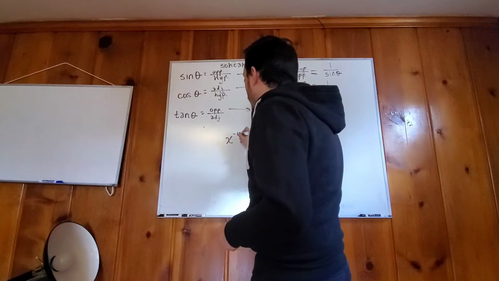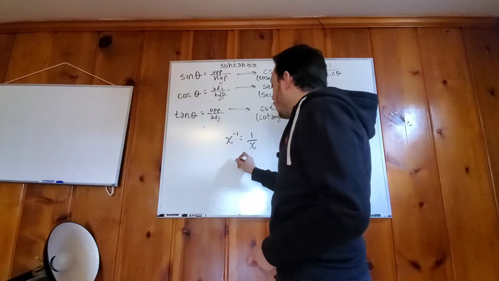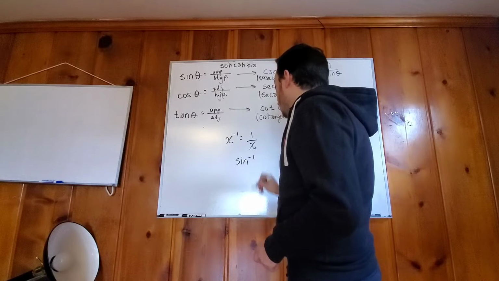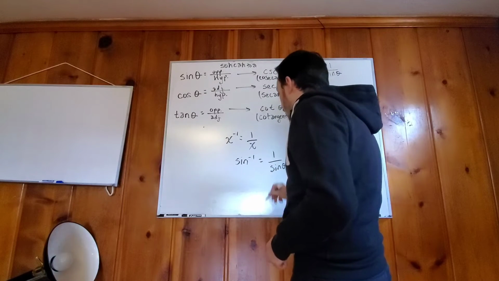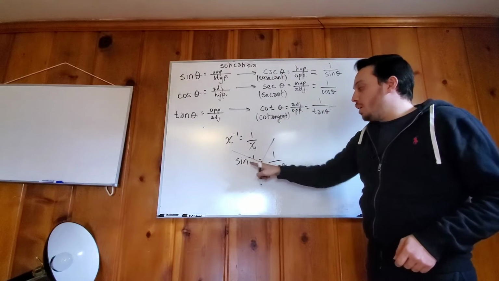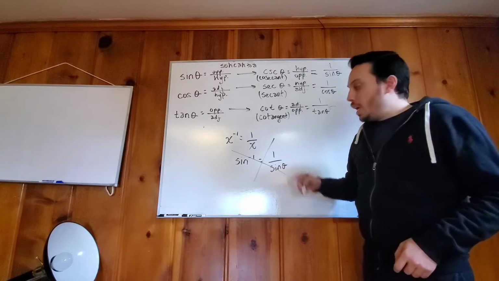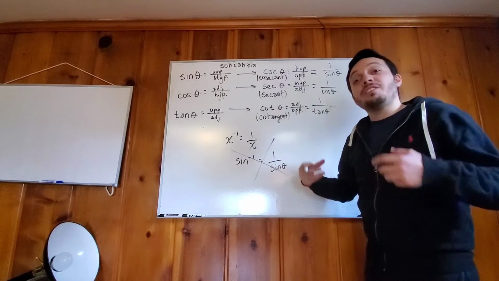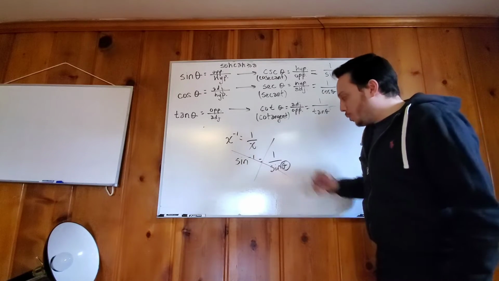This is one of the reasons that people get confused with inverse sine, cosine, and tangent, because if I say that x to the negative 1 is 1 over x, then most people say, oh, okay, then sine inverse equals this. No. Inverse sine does not equal 1 over sine. Inverse sine is not cosecant. Inverse sine is a way to actually find theta. We don't have a theta here. We do have a theta here.